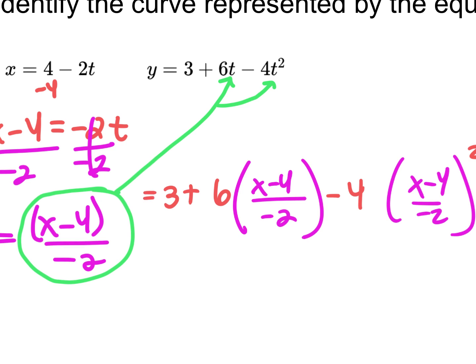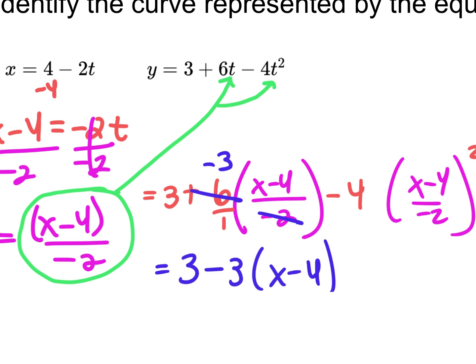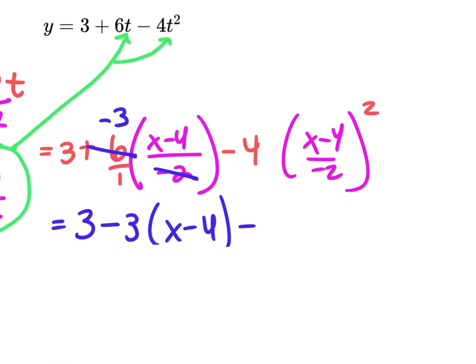So let's do some simplification here. This 6 on the outside, can I simplify anything there? Negative 2 and 6. Yeah, negative 2 goes into 6 how many times? Negative 3. So this becomes 3 minus 3 times x minus 4 minus, now, can I do anything here? Not yet.